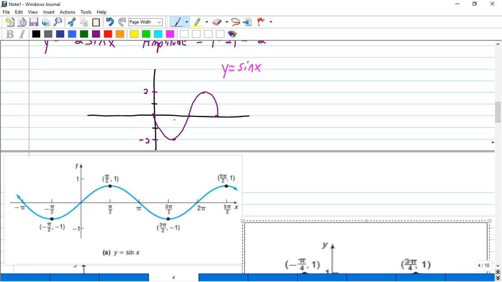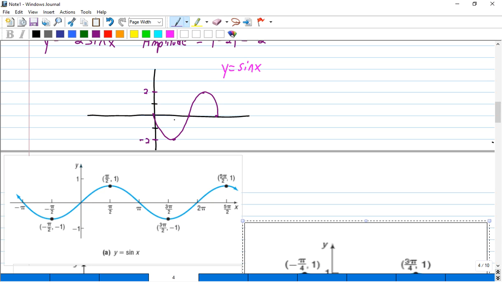So if I have those 5 points, then I know if I follow the pattern of sine, it goes up, then at the next significant point we have a high point. Then at the next significant point we cross. Then at the next significant point we have a low point, and at the last significant point we cross.